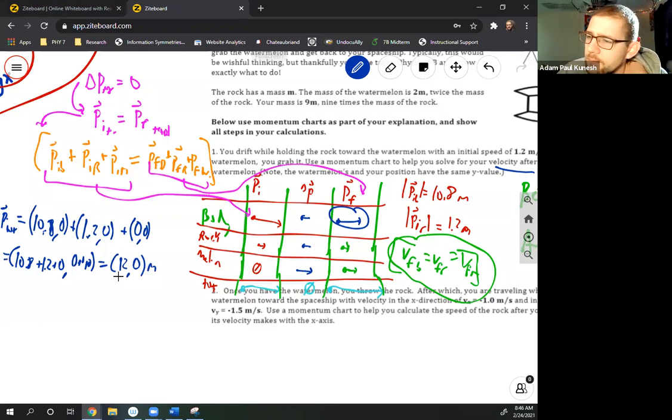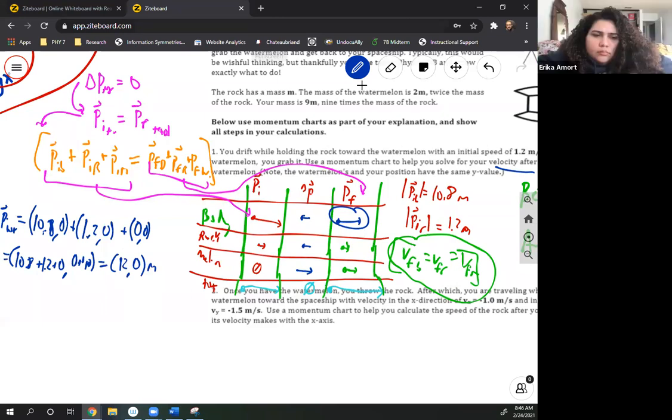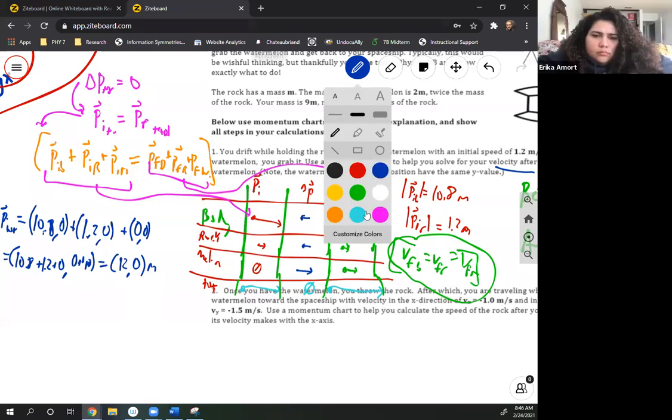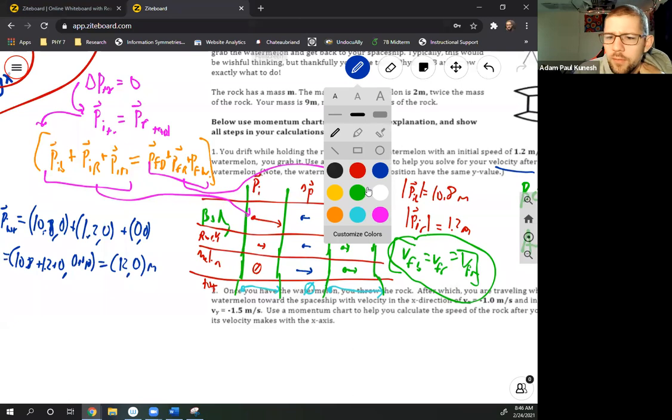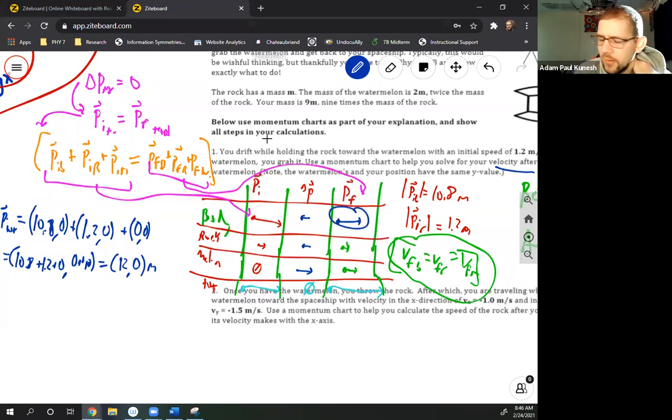P initial, momentum initial. I'm happy to run it back a little bit too if there's something strange going on, or if that's not, like, how do we get here kind of thing.